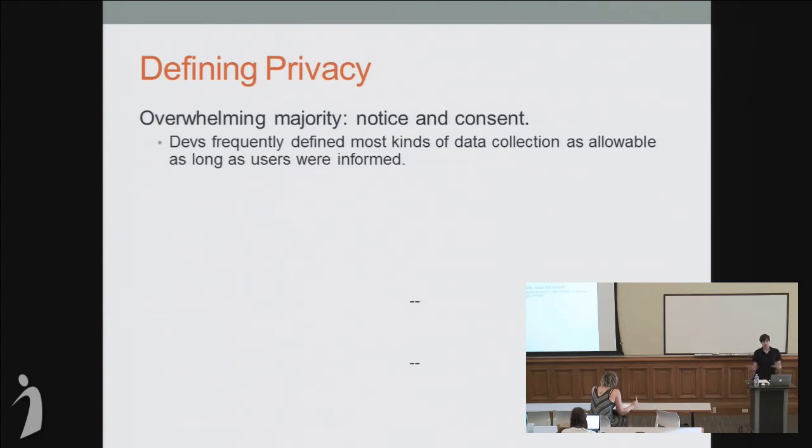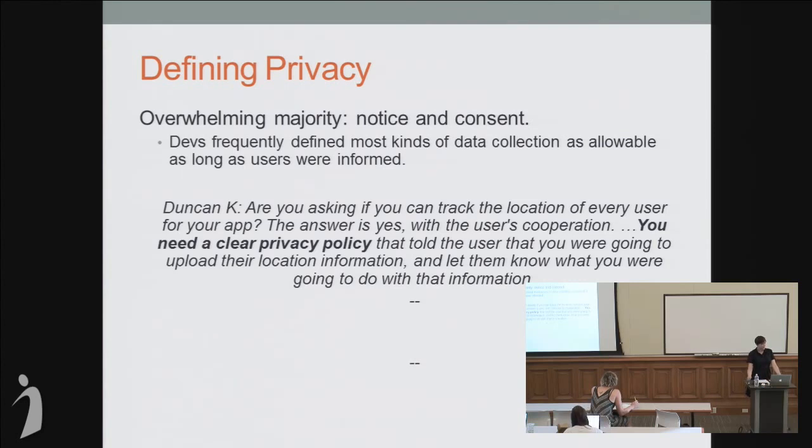But the overwhelming majority of privacy definitions in the threads focused on notice and consent. Developers frequently define most kinds of data collection as allowable and fine, as long as users were informed. So Duncan K. writes, "Are you asking if you can track the location of every user of your app? The answer is yes, with the user's cooperation. You need a clear privacy policy that told the user that you were going to upload their location information and let them know what you were going to do with that information." So Duncan K. emphasizes that you can collect any data you'd like as long as you notify users that you're doing so.